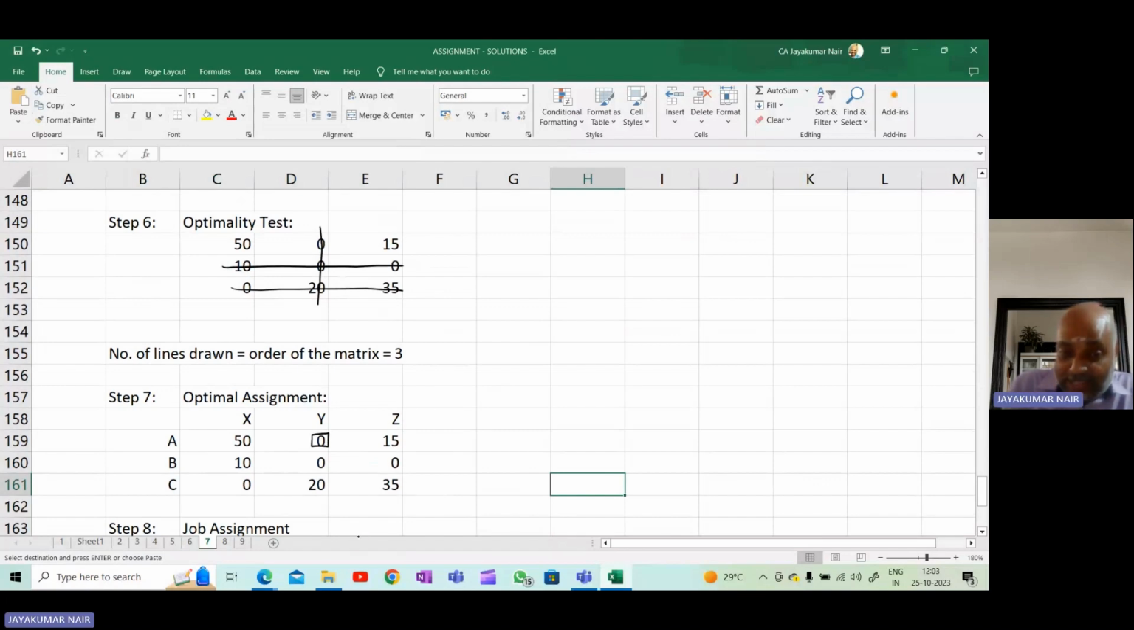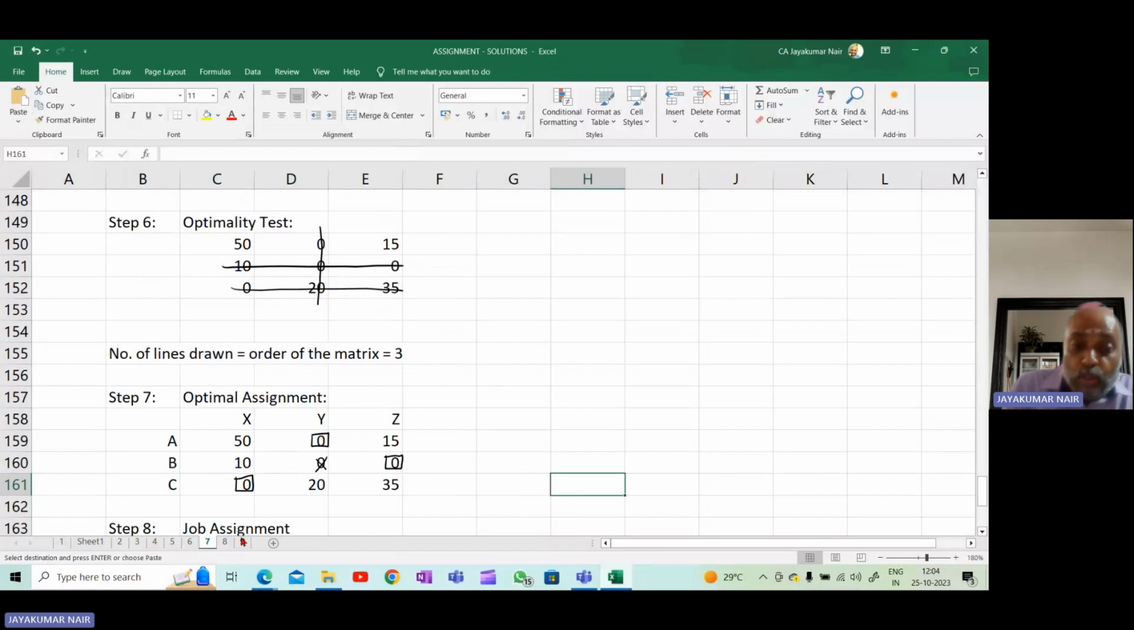That means I am assigning A and Y. So Y is the salesman. Y will be assigned to region A. Do you understand? Therefore, Y cannot be assigned to any other region. Therefore, if there is any zero in that particular column, you need to strike it off. Now I come to the second row. In the second row, there's only 1 zero, you assign it. And in the third row, there's only 1 zero, you assign it.